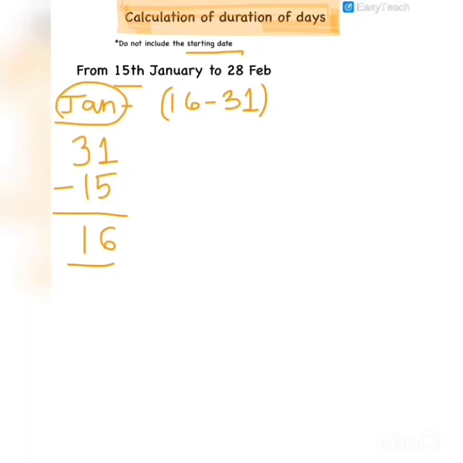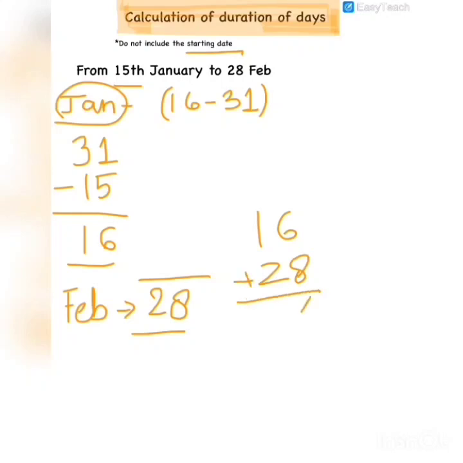Okay. Then in February we have how many days? We have 28 days generally. So now we will add both these. 16 plus 28. So we have 44 days, which is the answer.